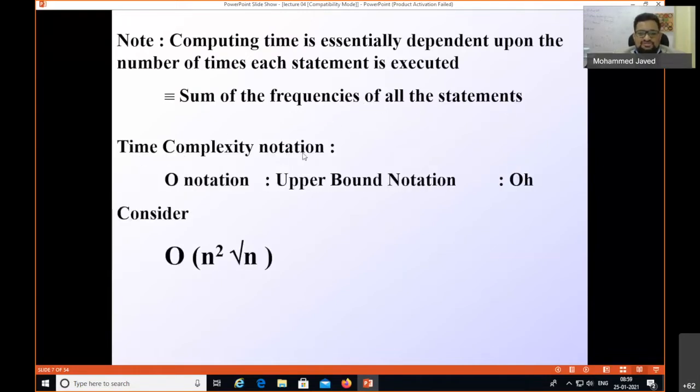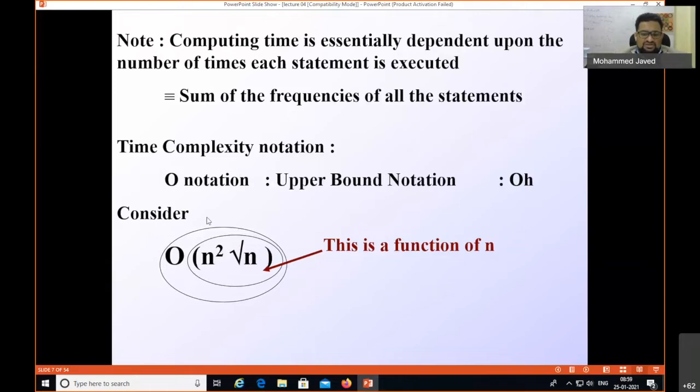So in the time complexity notation, this big O notation defines the upper bound. Now this is big O of n square root n. Suppose the time complexity of an algorithm is big O of n square into root n. Now we see that this is a function of n. This itself is a function of n, and the big O part is also a function of n. The inner part is a function of n, and the outer part is also a function of n.